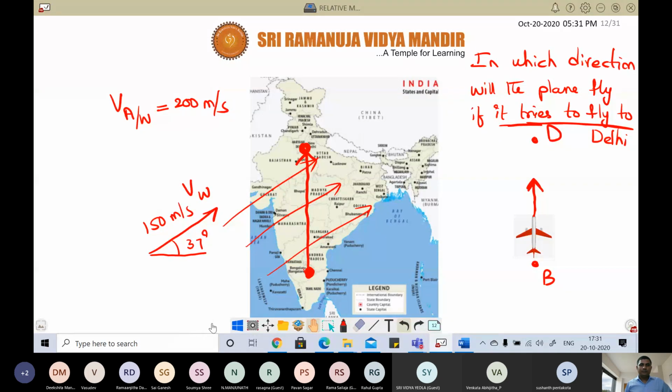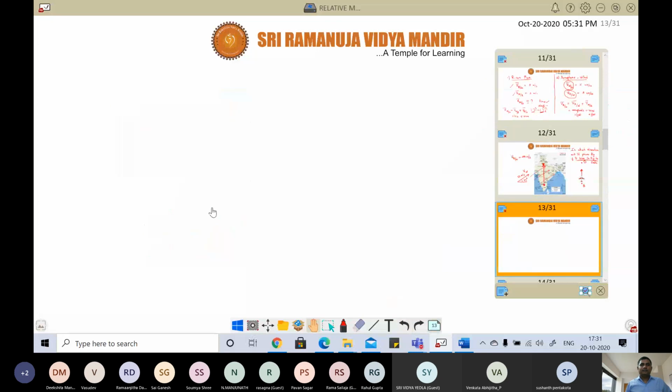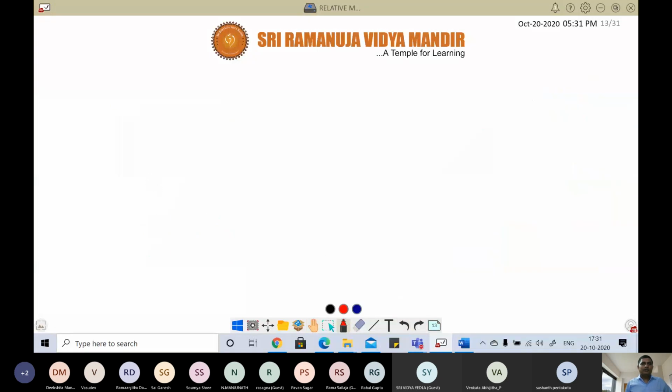Velocity of wind into two components. I think this page is not working, I'll take another page. Now see here, velocity of wind is like this. Velocity of wind is how much? 150 meters per second at an angle of 37. First I'll resolve this into two components.